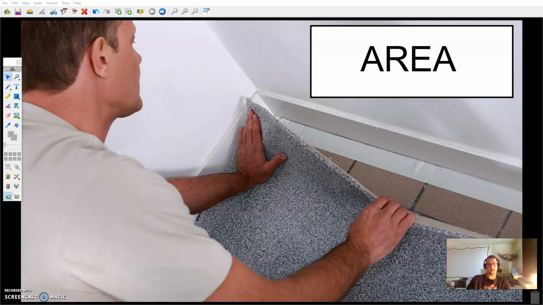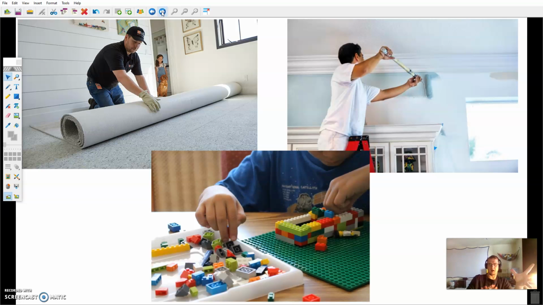Hey everybody, today we're going to be expanding off of the last lesson we did. Remember, perimeter was just the distance around an object. Today we're going to move on to area, which is still going to use that idea of shape. We're just talking about the area inside of a shape.